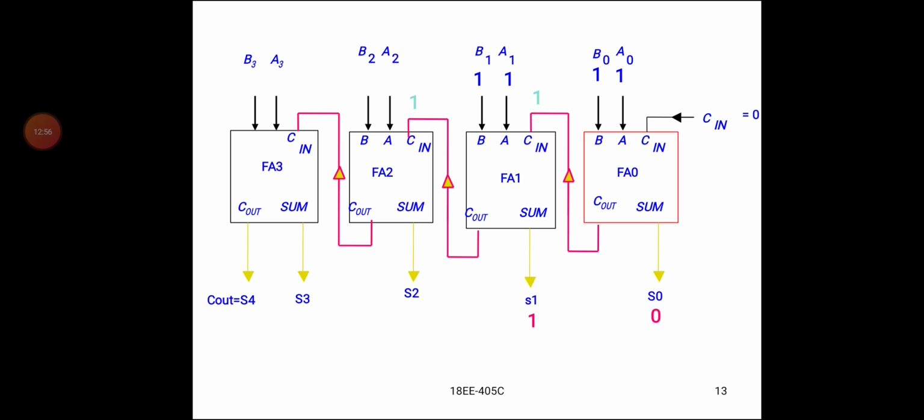The carry is forwarded to the next, FA2. Now the bits A2 is equal to B2 is equal to 0, and Cin is 1. Now the sum is 1, carry is 0. The carry is forwarded to the carry input of FA3. Now A3 equivalent to 1, B3 equivalent to 0, carry input is 0. Now the output sum S3 is equivalent to 1, and the carry out C4 is 0.